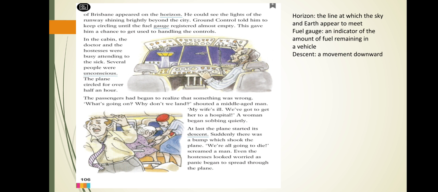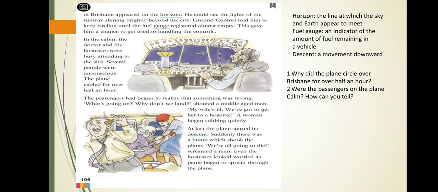So it's terrible. Here are some questions. Why did the plane circle over Brisbane for over half an hour? And were the passengers on the plane calm? How can you tell? So go through it.